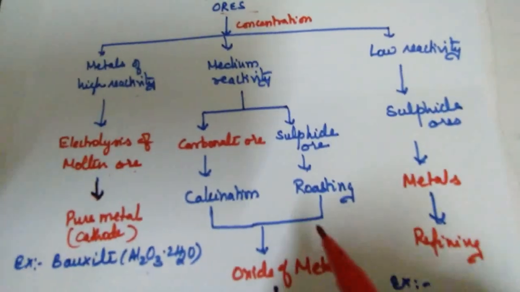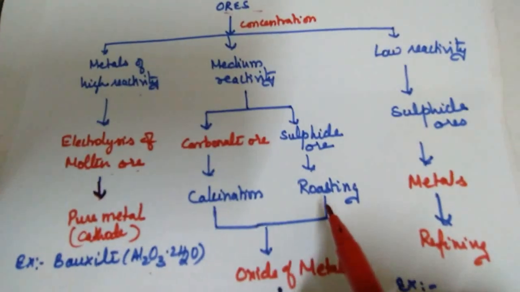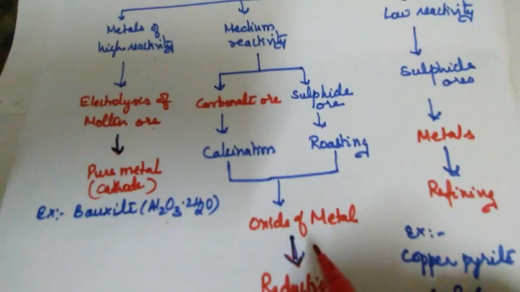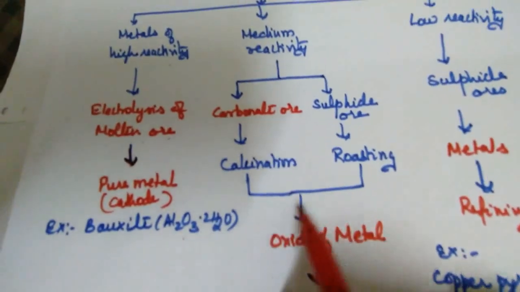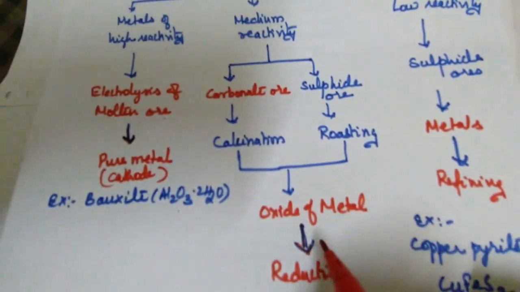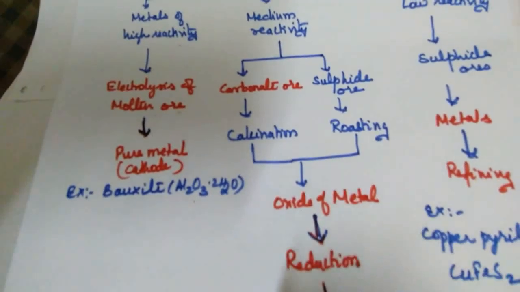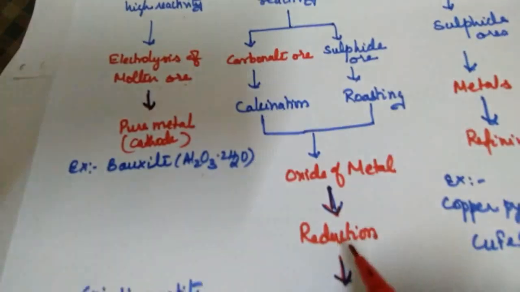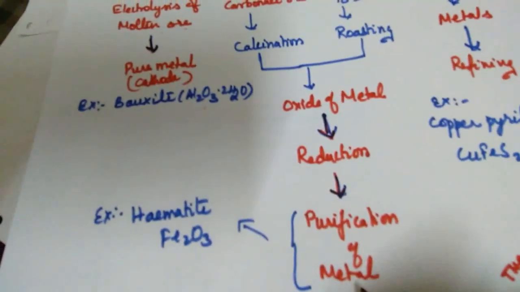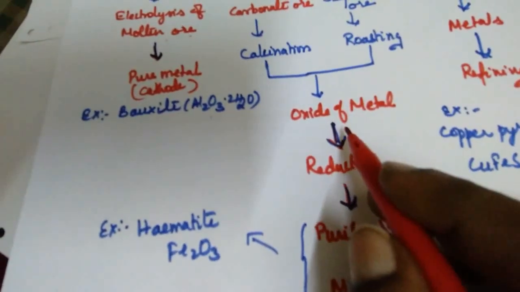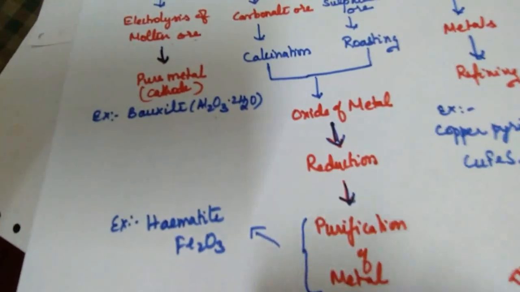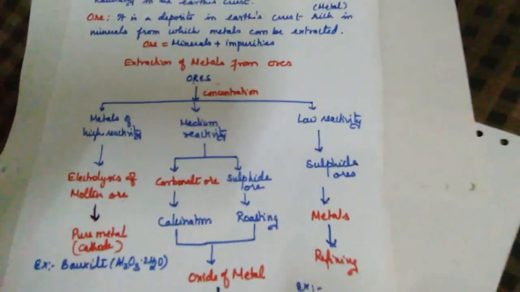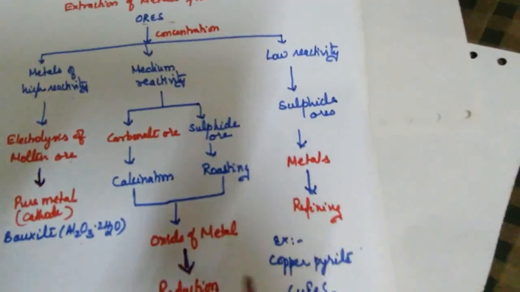Roasting is taking the ore and heating, dry heating. Then we bring it to a state where we get oxides of the metal. After calcination and after roasting, we convert the metal to its oxide. From the oxides of the metal, we undergo the reduction process. On reduction of the metal oxide, we get pure metal. Example ore is hematite, Fe2O3, which is of medium reactivity.